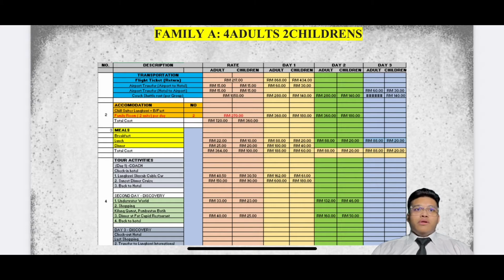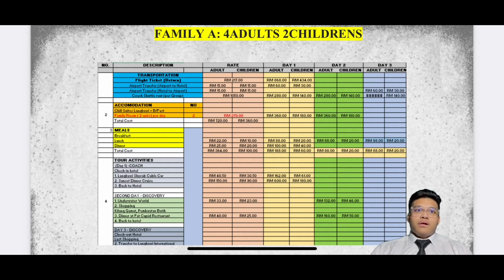So for accommodation, it is RM 217 and RM 717 for adult and RM 330 for children. For day 1, adult RM 316 and children RM 180. Day 2, RM 360 and RM 180.